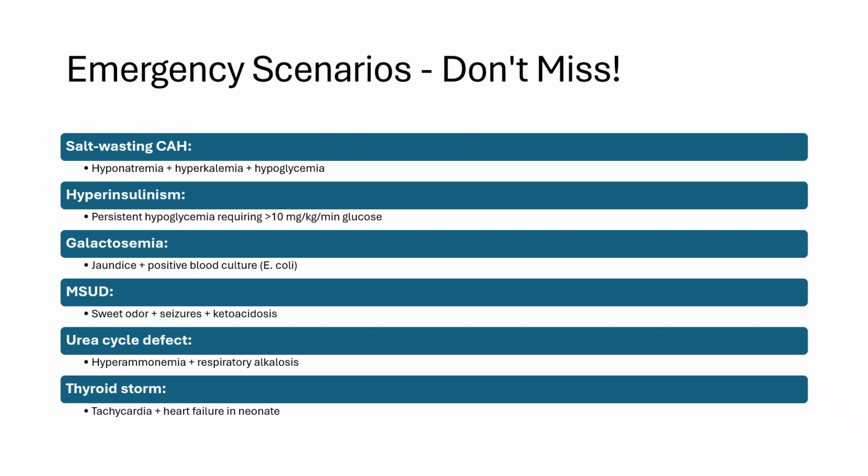Urea cycle defects create the unusual combination of hyperammonemia with respiratory alkalosis rather than acidosis. This pattern is pathognomonic. Neonatal thyroid storm, though rare, presents as tachycardia with heart failure in infants of mothers with Graves' disease. These babies need urgent antithyroid therapy and beta blockade.